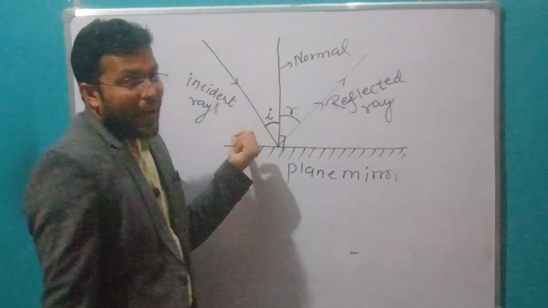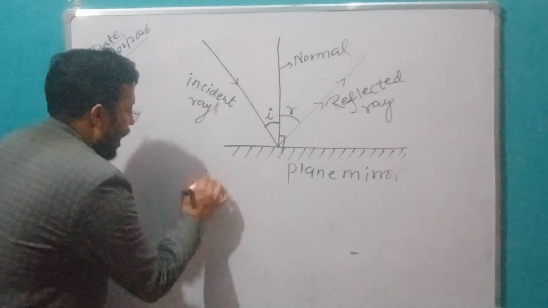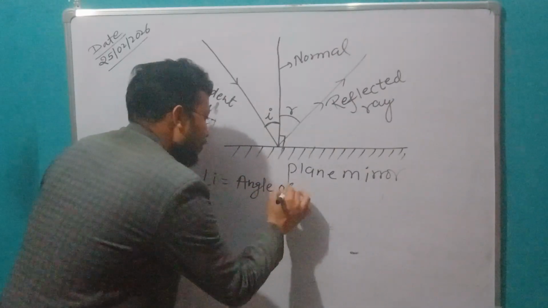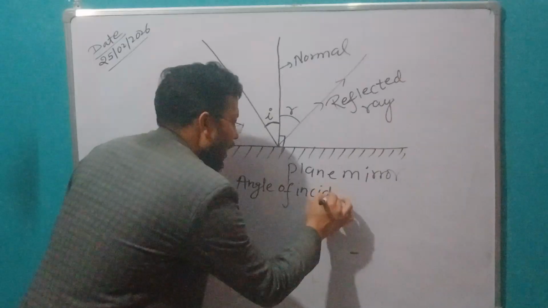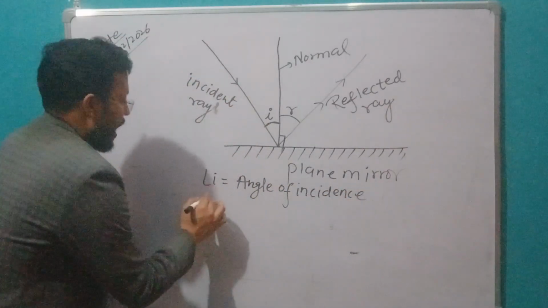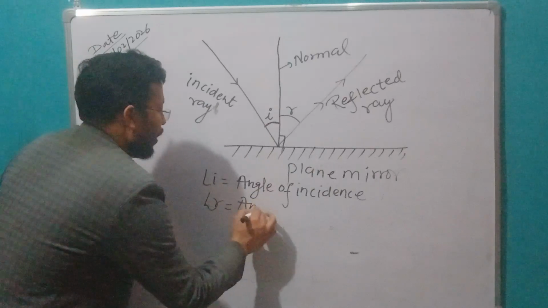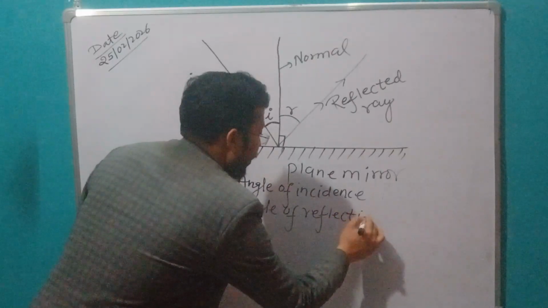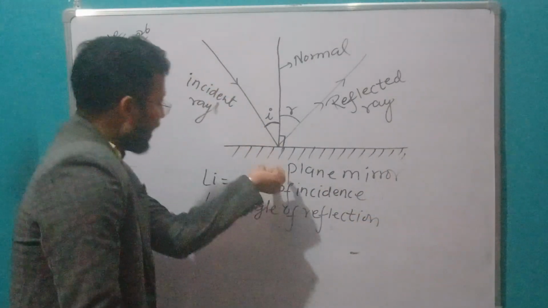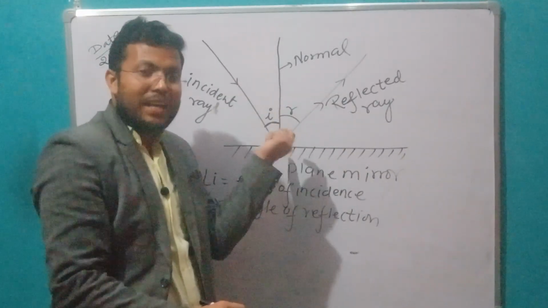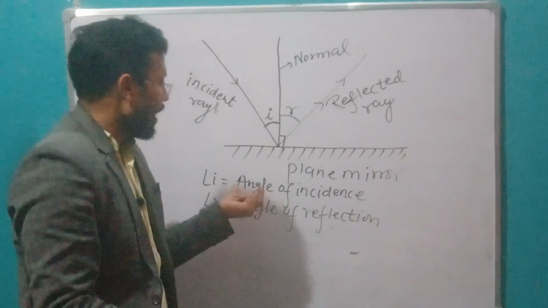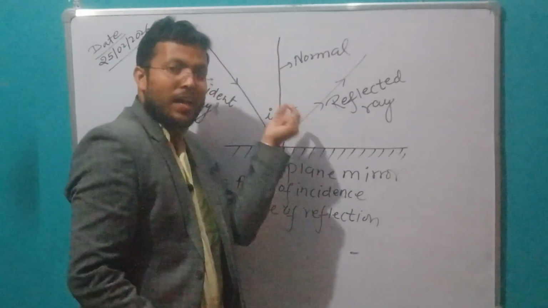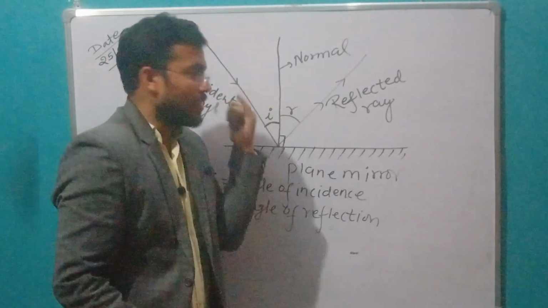So here, what is I? I means the angle of incidence, and angle R is the angle of reflection. The incident ray makes an angle with the normal; this is known as the angle of incidence. The reflected ray makes an angle with the normal; this is known as the angle of reflection.